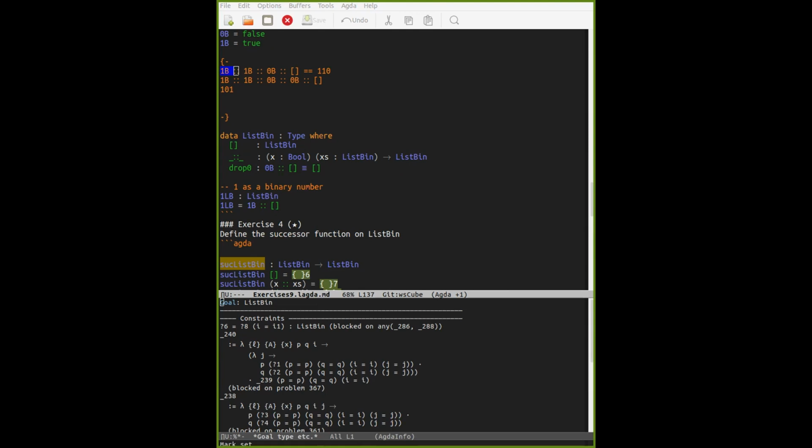Yeah, okay. It should be much easier to take the successor if they go in the opposite directions. Right. So the nice thing about this construction is that I basically stole the polynomial construction from the cubical library and threw in booleans instead.